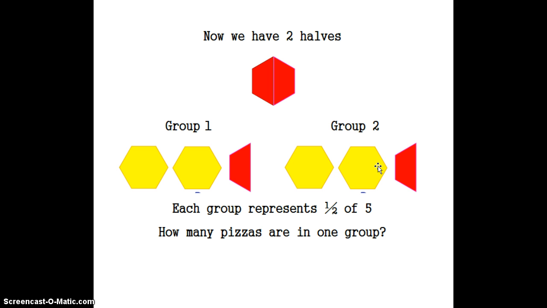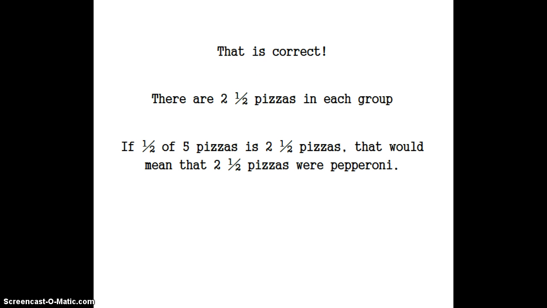How many pizzas are in each group? That is correct. There are 2½ pizzas in each group. So if half of 5 pizzas is 2½ pizzas, that would mean that 2½ pizzas were pepperoni out of the total 5 pizzas that Joe's mom bought.